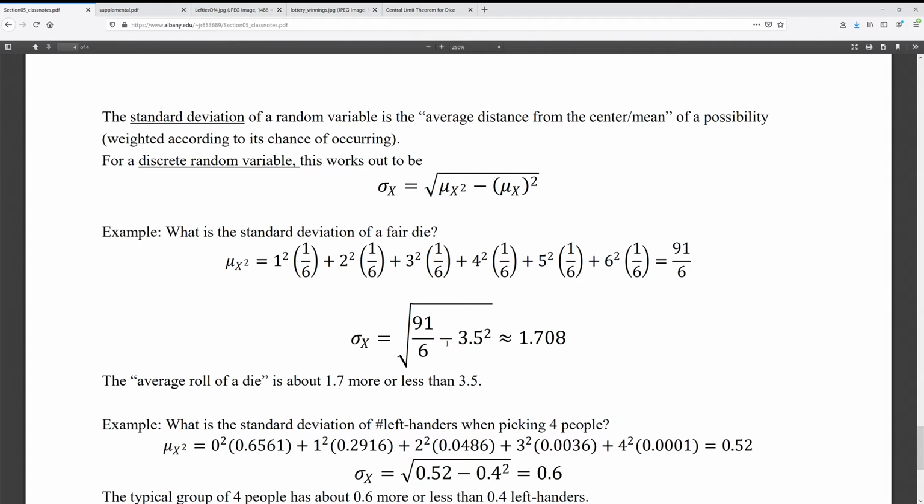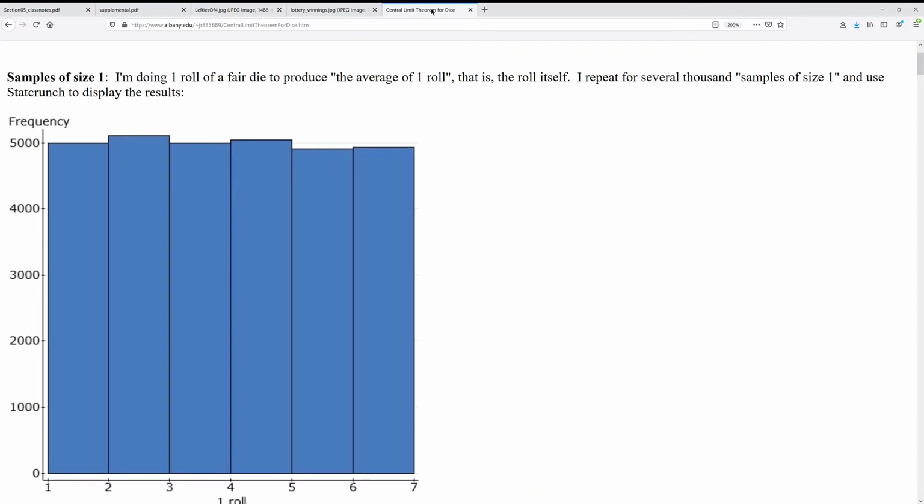Before I took the square root, this was 2.9 something, which is not less than 2.5. It is too big to be an average distance from the center. So always ask yourself whether it's plausible. The more complicated a concept is, the more important it is to ask yourself whether the answer is plausible, right? I will buy in a general way that your typical roll of the die is 1.7-ish to either side of 3.5.